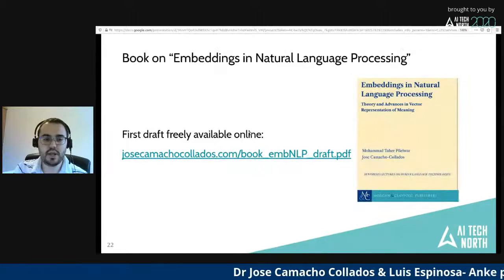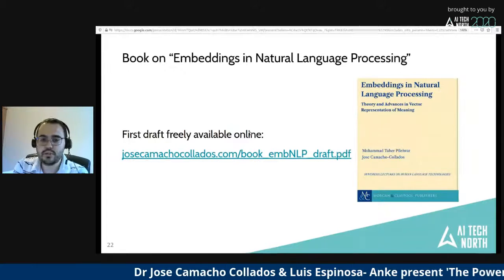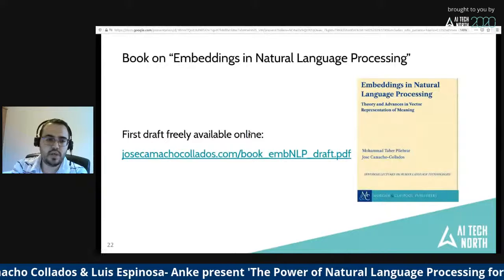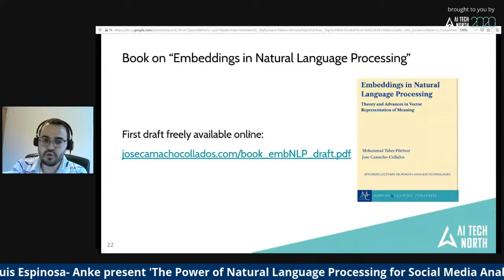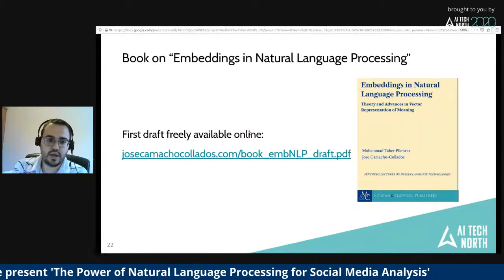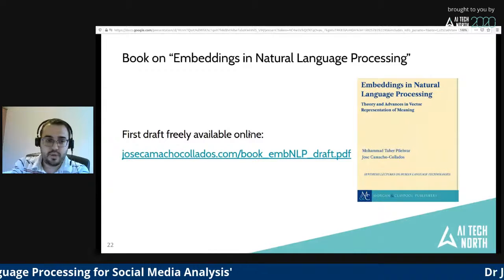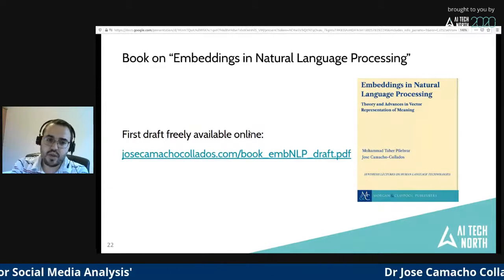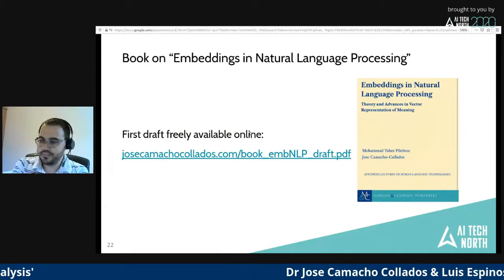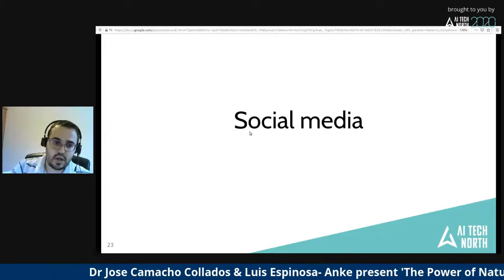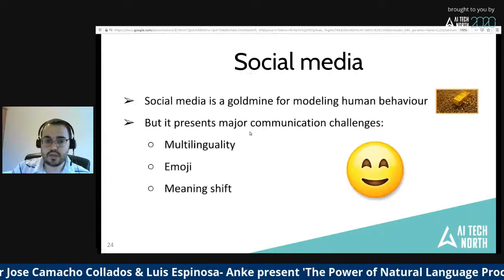I'm not going to get into much detail, but recently we've also written a book on this topic that is going to be released soon, and there's also a draft freely available online. As I said, I'm not going to get into the details of how these embeddings work, as what we are interested in is this social media aspect, and this is what will be presented by Luis.